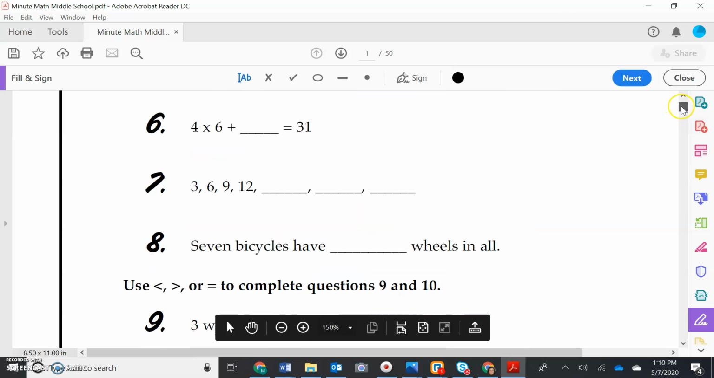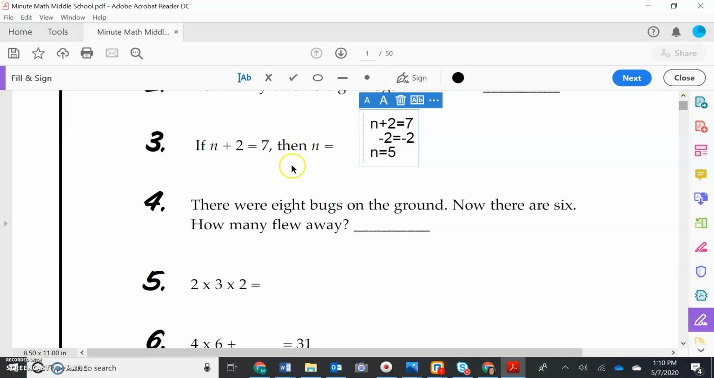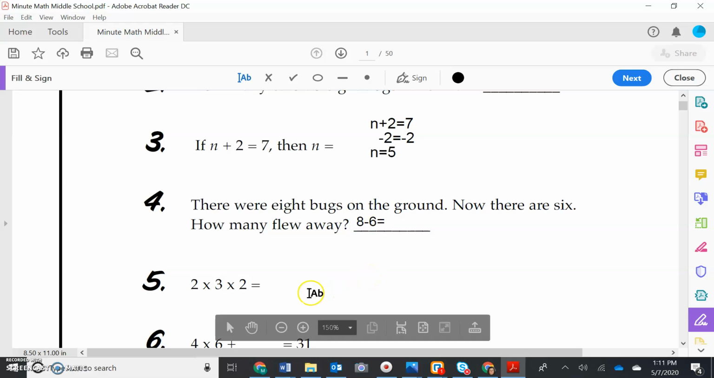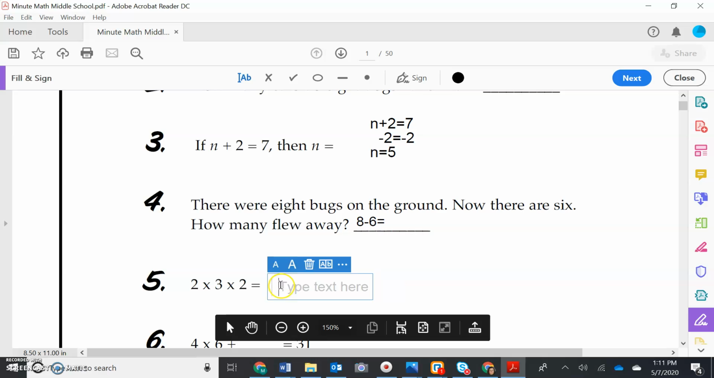Okay, moving right along. There were 8 bugs on the ground. Now there are 6. How many flew away? Guys, you have 8. You take away the 6 that flew away. What do you have left? 8 minus 6 equals.